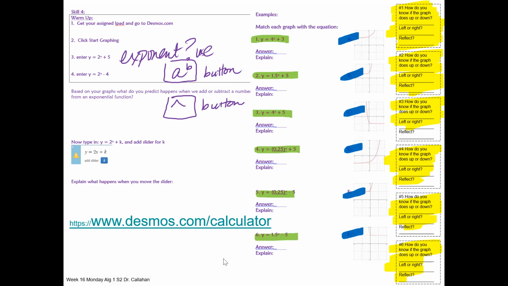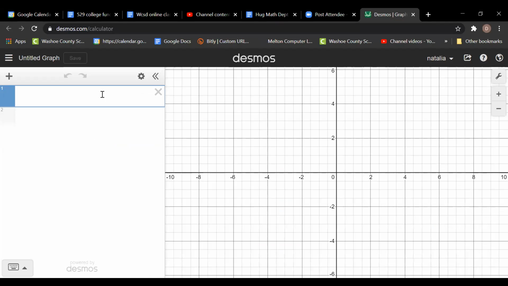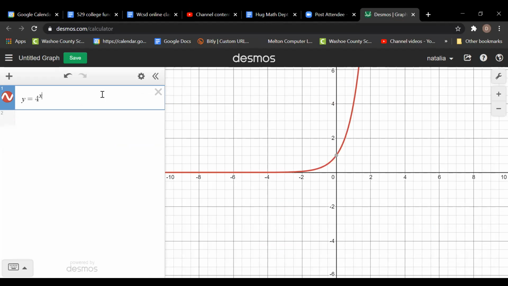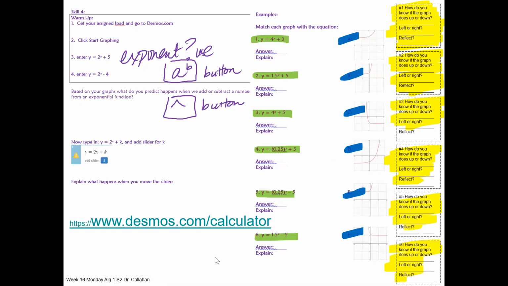So then what you're going to do is go back over to Desmos. And you're going to do y equals 4 to the x. And the x, you want to do the little caret sign, which is by the number 6. And then push the arrow button so your cursor is down, plus 6. Just want to make sure that's correct. Oh, plus 3, just kidding.